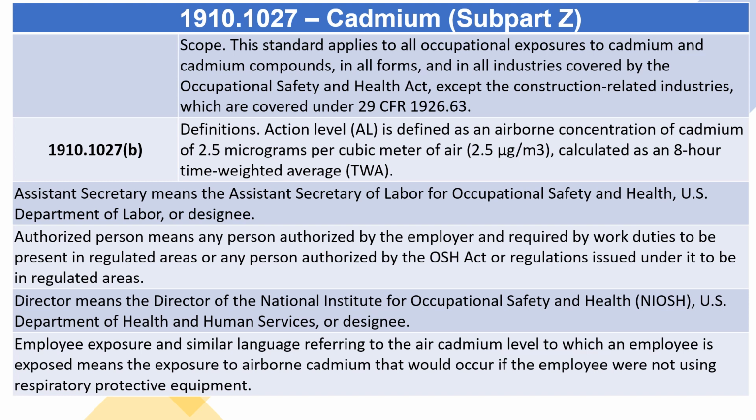Authorized person means any person authorized by the employer and required by work duties to be present in regulated areas, or any person authorized by the OSHA Act or regulations issued under it to be in regulated areas. Director means the Director of the National Institute for Occupational Safety and Health, NIOSH, U.S. Department of Health and Human Services, or designee.